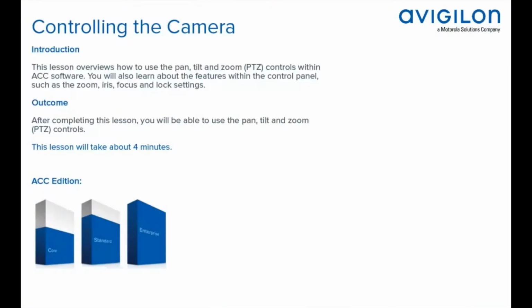This lesson overviews how to use the pan, tilt, and zoom controls within ACC software. You will also learn about the features within the control pane, such as the zoom, iris, focus, and lock settings. After completing this lesson, you'll be able to use the pan, tilt, and zoom controls. This feature is available in these editions of ACC software.